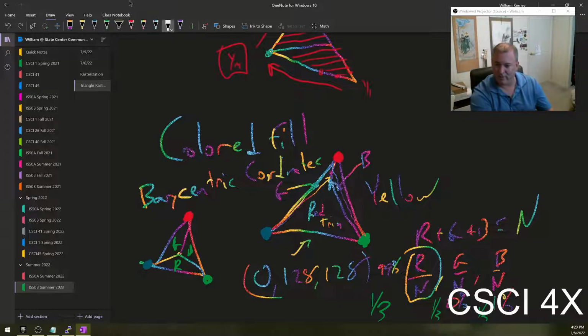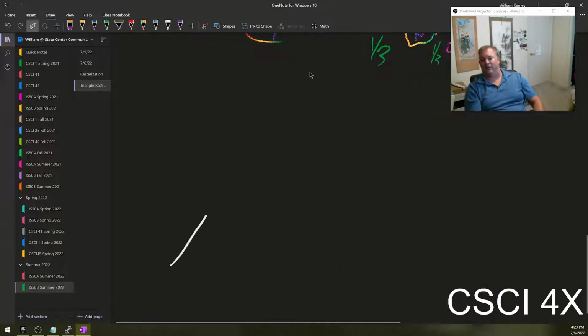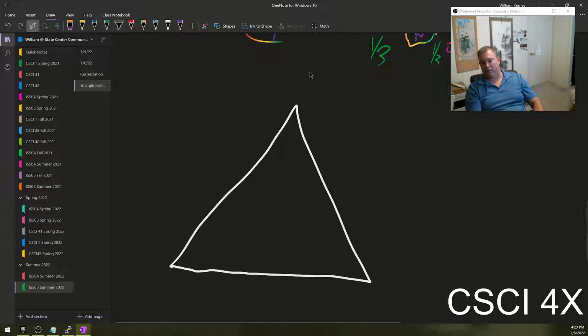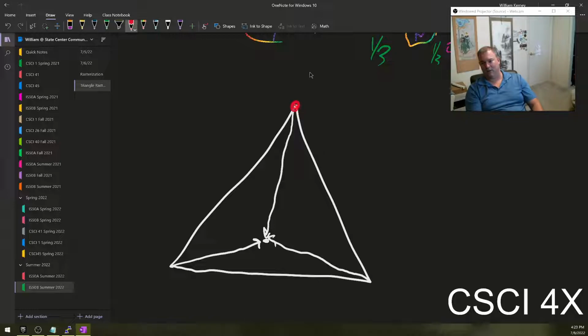Let me draw a new triangle that's bigger. Make a big triangle. And we're trying to figure out the color of this point here, right? And this vertex is colored red, and this vertex is colored blue, just to stick with my pattern. If they're all red, it's very easy. The answer is red. And so we want to figure out the relative ratios of these things.